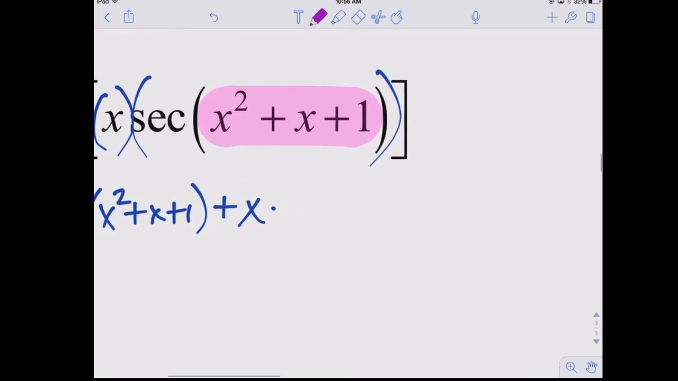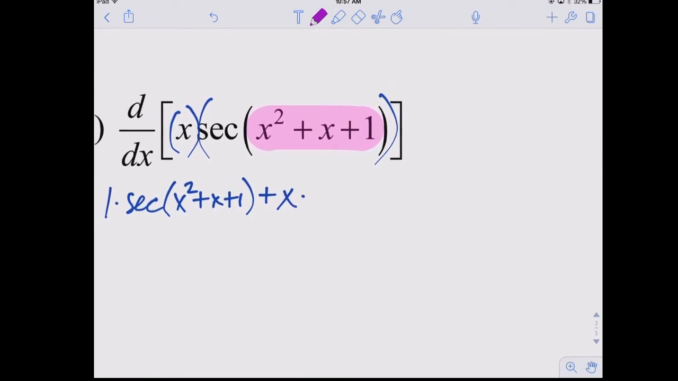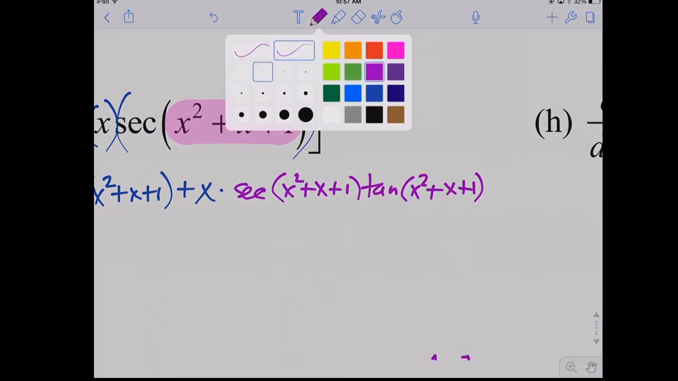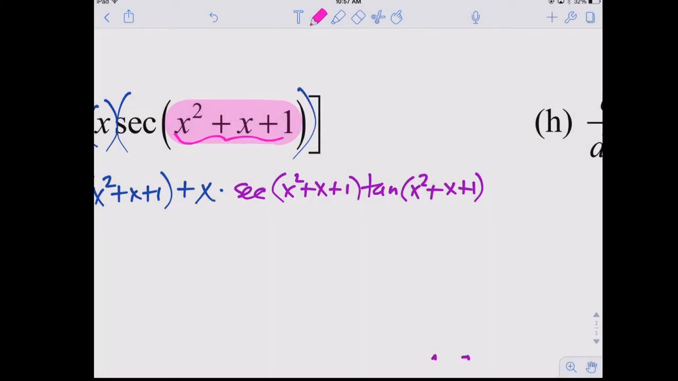What's the derivative of secant of blob? What's the derivative of secant? No, the derivative of tangent is secant squared, but the derivative of secant is secant x tangent x. So if it's blob, the derivative of secant blob is secant blob tangent blob. And then times the chain rule, we'll use pink there, the derivative of the blob itself, which is what? Parentheses, 2x plus 1. That's the derivative of x squared plus x plus 1.